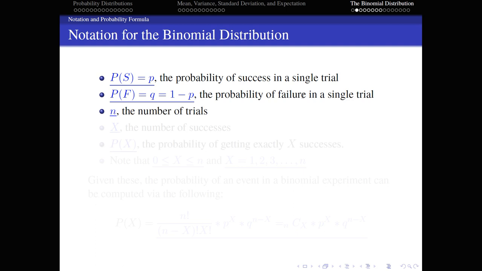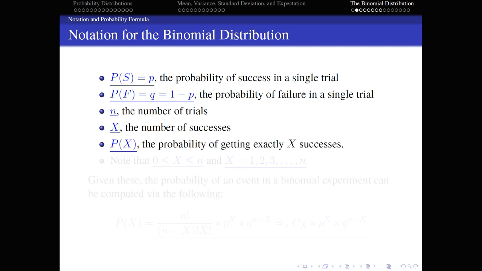Little n is the number of trials. Recall this has to be fixed. X is the number of successes, this capital X. And the probability of X is the probability of getting exactly X successes. Now, this might not mean much now, but this word exactly is very important. We'll discuss it later.